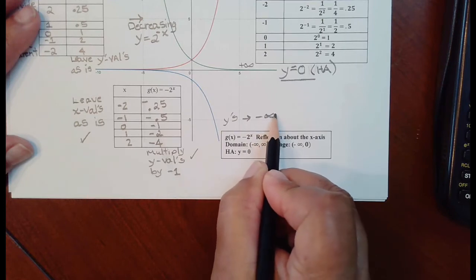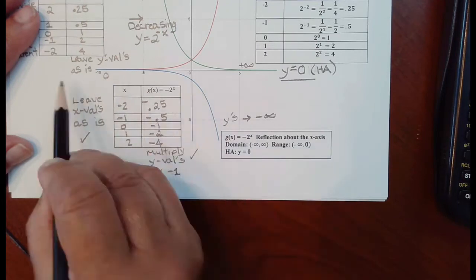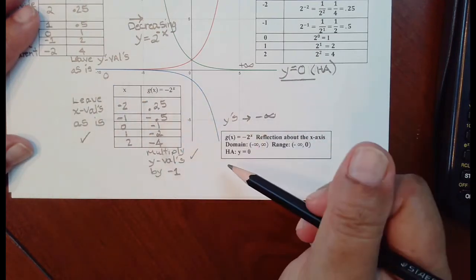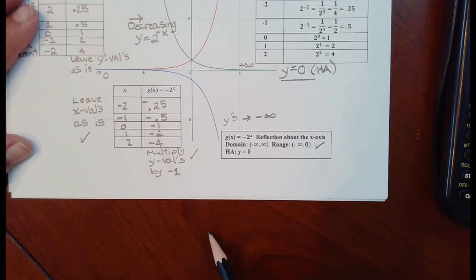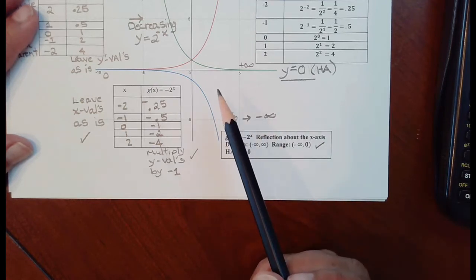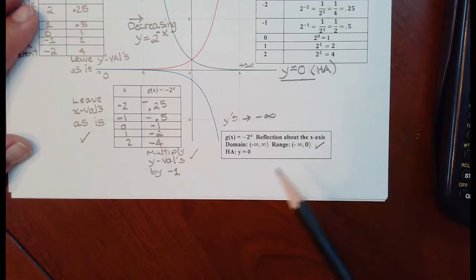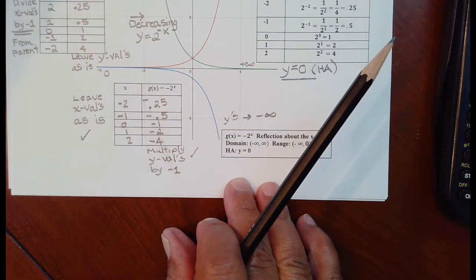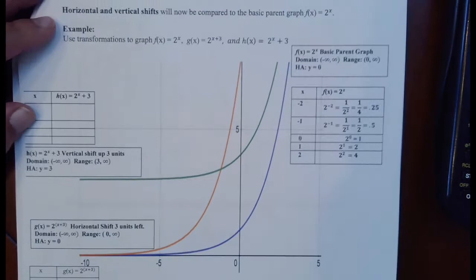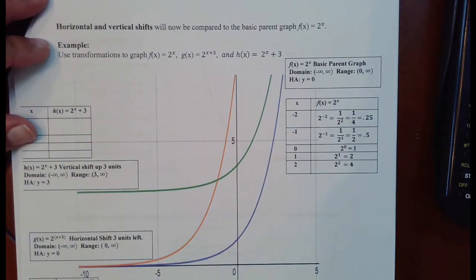Okay, but absent the asymptote for every single one of these was y is equal to 0, because that's the line that all of them hovered against or approached. As we go into this next page right here, we're going to talk about horizontal and vertical shifts and how they compare to the basic parent graph, f of x is equal to 2 to the x. Just since we're working with that already, let's just keep going with that.